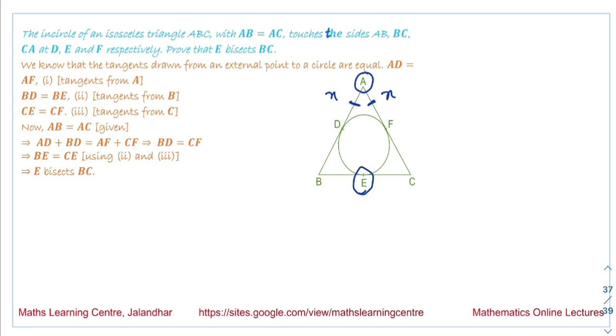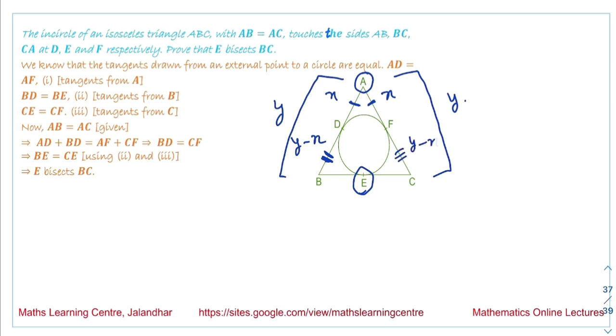Now it is given that the lengths AB and AC are equal. Suppose the length over here is y, and this is y. It means the length of this side is y minus x, and the length of this side is also y minus x. Now if we consider point B, then BE is a tangent and BD is a tangent. The lengths BD and BE should be the same. It means the length of BE is y minus x.